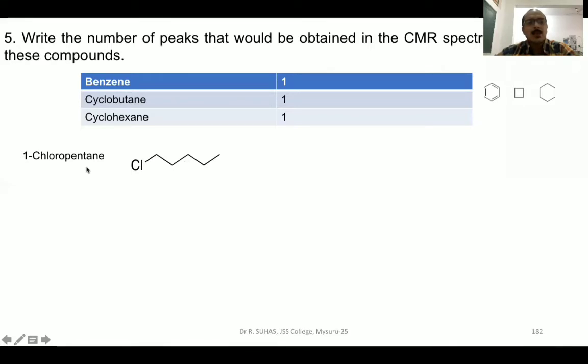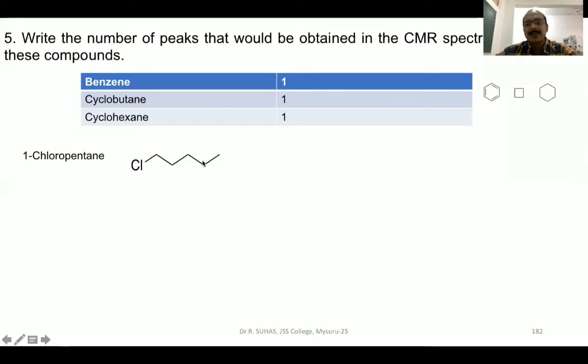The next is 1-chloropentane. So the base is pentane. You must write 5 carbon atoms, 1, 2, 3, 4, 5. At the first position, you should substitute one of the hydrogens by chloro. So this is 1-chloropentane. If you just look at this molecule, you will think that there are only 1, 2, and all these methylene groups are present in the same environment. But if you scan the C13 NMR spectrum of this, you will see that there are 5 different types of carbons. That means all the 5 carbons in this pentane are present in different chemical environments.